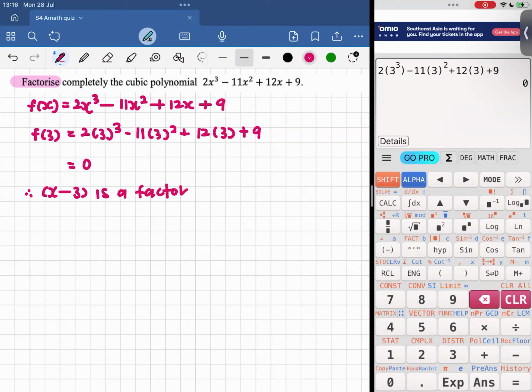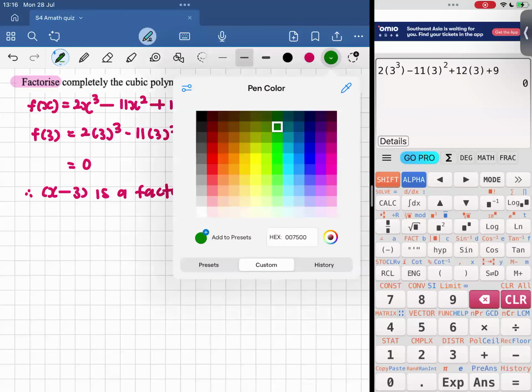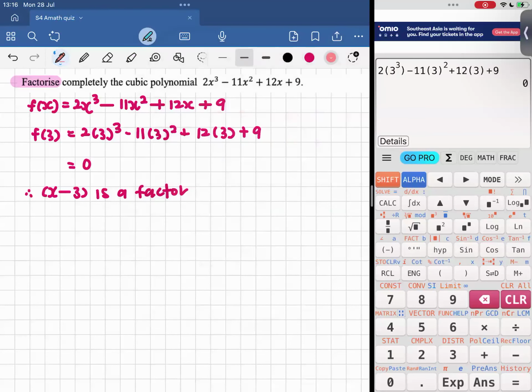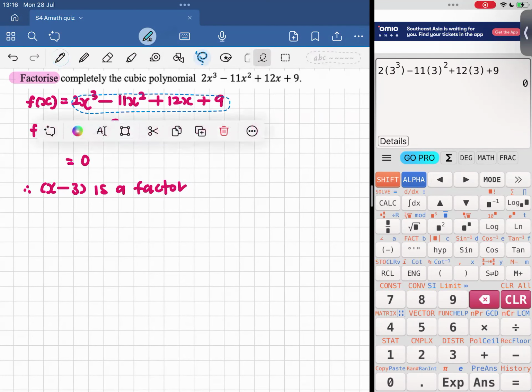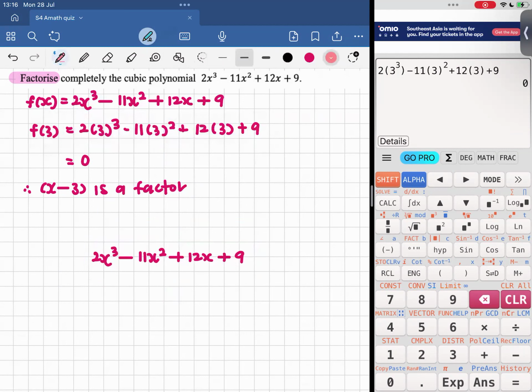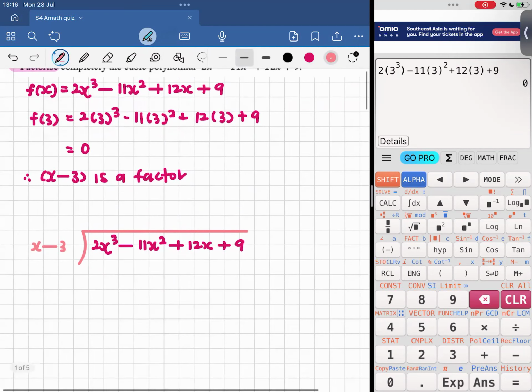Okay, so once you are done with listing it as a factor, this part here will probably give you a 1-mark thing. Very nice, right? Next, you're going to do your long division. So how do you do your long division? Because you want to find the other factor. Most of you did long division, a handful of you did compare coefficient. Those of you who did compare coefficient and made a mistake, try to do your long division instead.